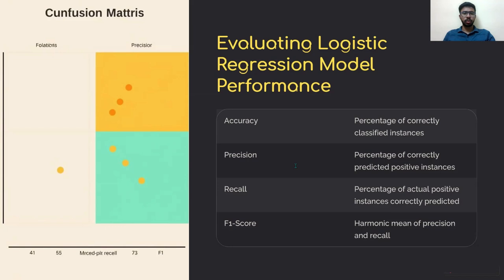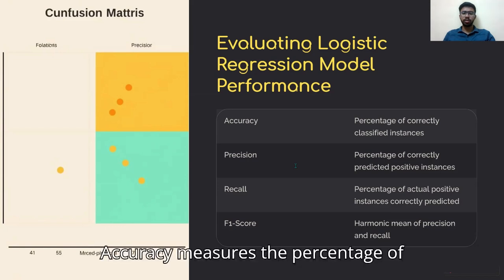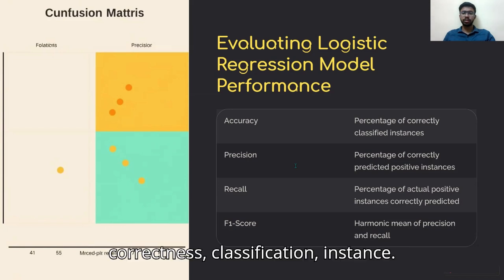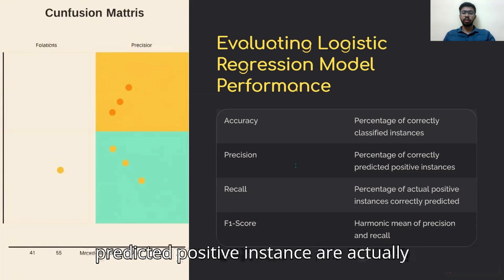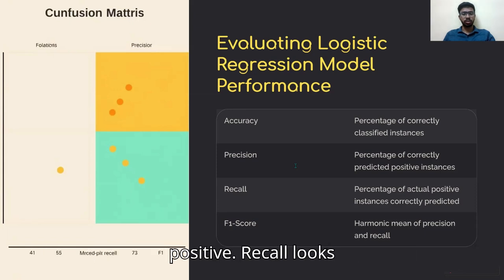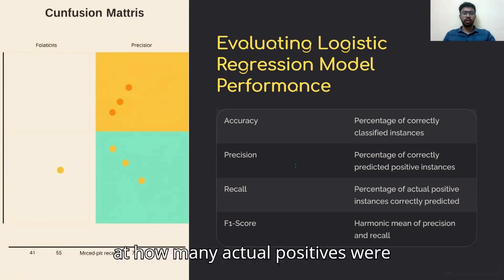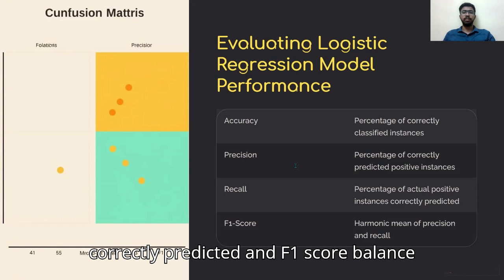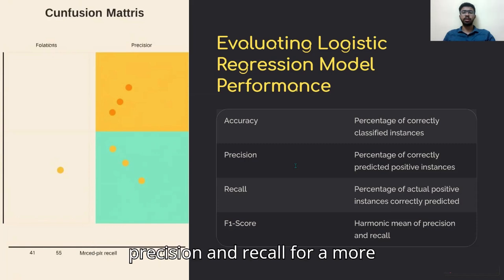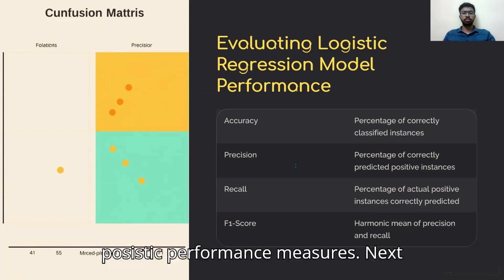Accuracy measures the percentage of correctly classified instances, while precision focuses on how many of the predicted positive instances are actually positive. Recall looks at how many actual positives were correctly predicted, and F1 score balances precision and recall for a more holistic performance measure.